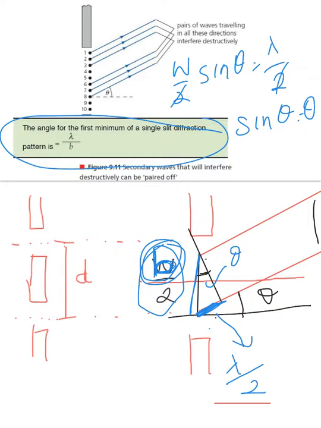Okay, so now it makes sense and it fits the book. Let me change it on here as well. So this should be a B as well, and it fits what it says here. The angle for the first minimum of a single slit diffraction pattern is lambda over b.